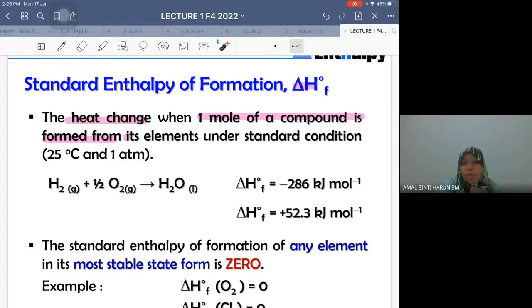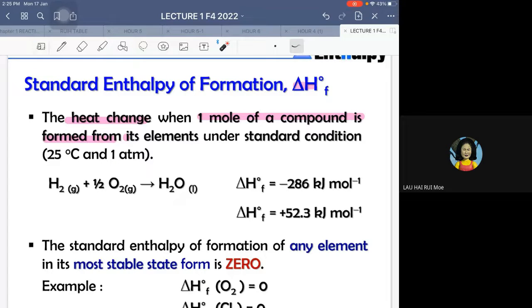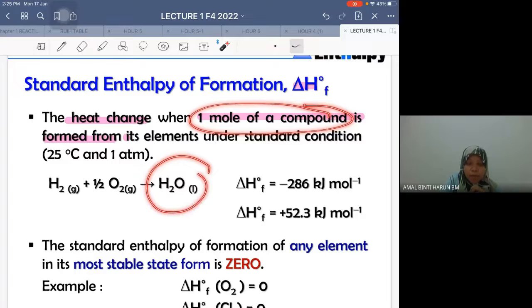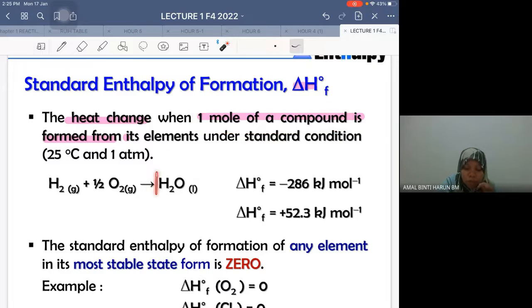Okay, if I say 1 mole of compound form, it refers to which part? The reactant part or product? Product. Okay, the product. So you kena focus on the product form, which is at the right side. So 1 mole compound form is referring to here. So you kena buat equation yang make sure dia adalah 1 mole. Tulis dulu 1 mole. Okay, so macam mana nak jadikan dia 1 mole H2O?